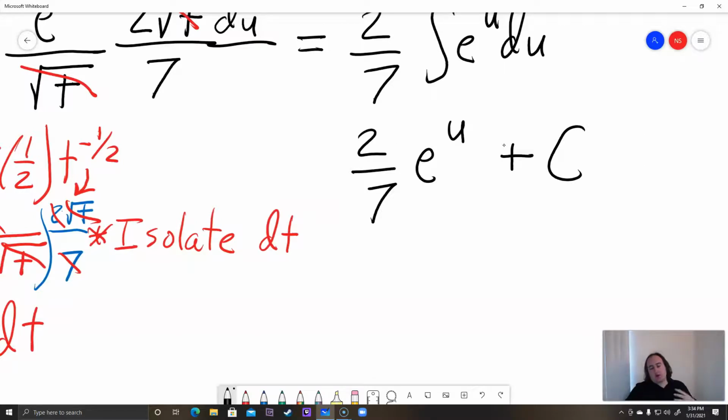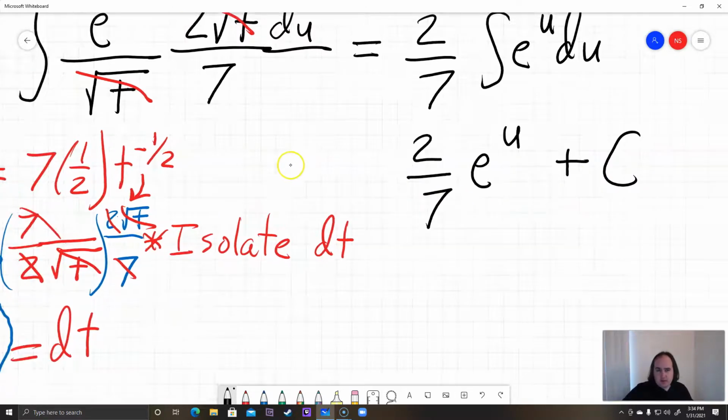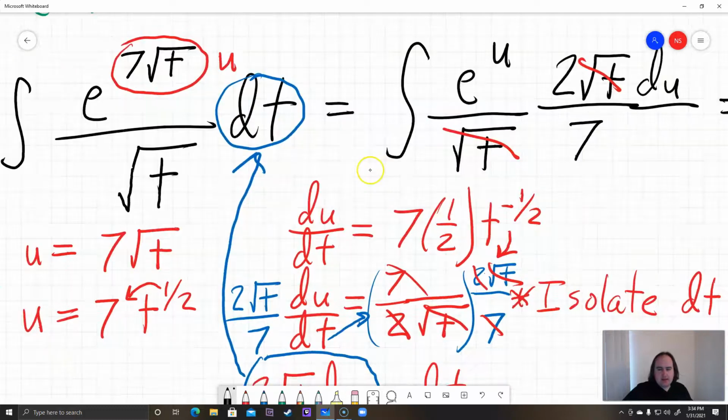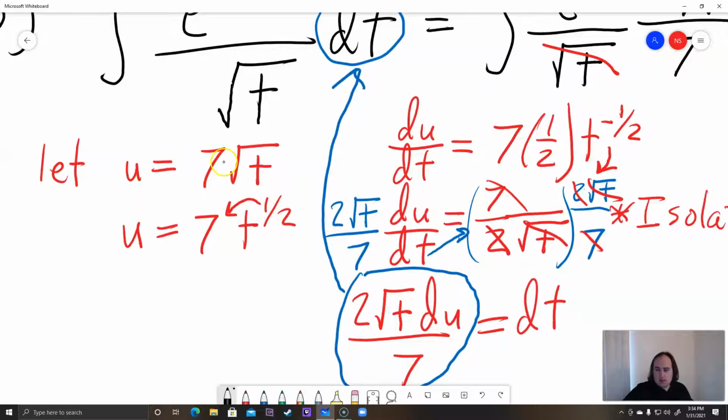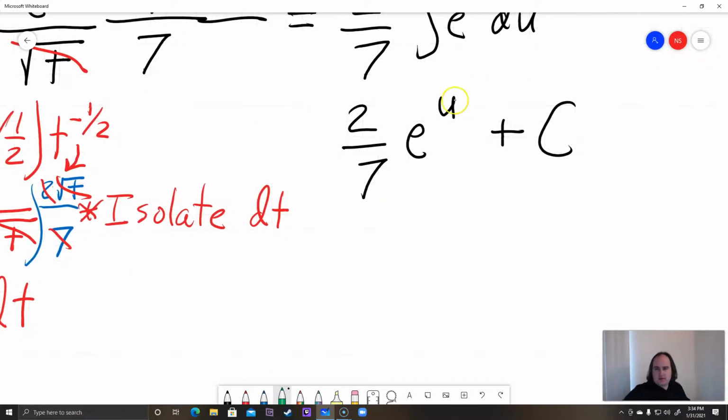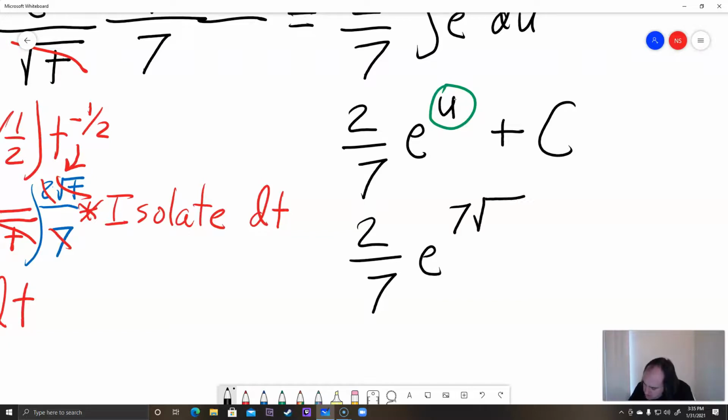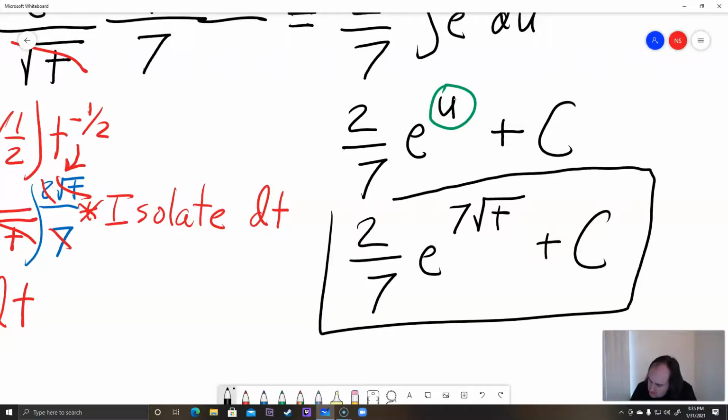And then, of course, instead of writing u, you want to plug in the original expression in terms of the original variable. So here the original variable was t, and in this problem, we decided that u was going to equal 7 root t. So we need to go ahead and plug in 7 root t in for u. Okay, so we're going to replace this u right here with 7 root t. So we have 2/7 e to the 7 root t plus c. Okay, and that's the whole problem.